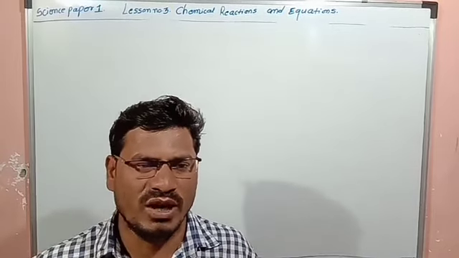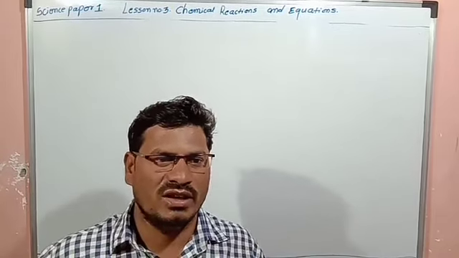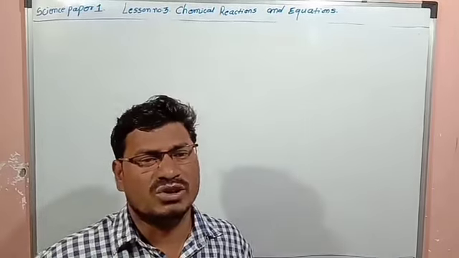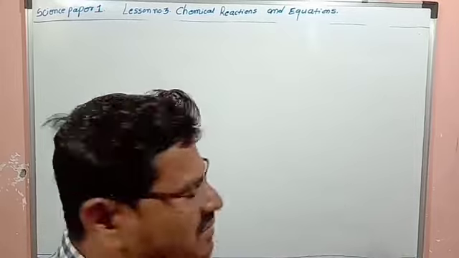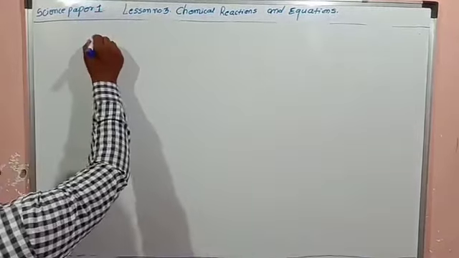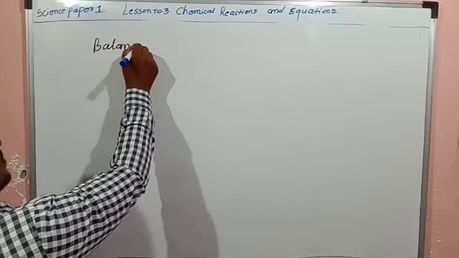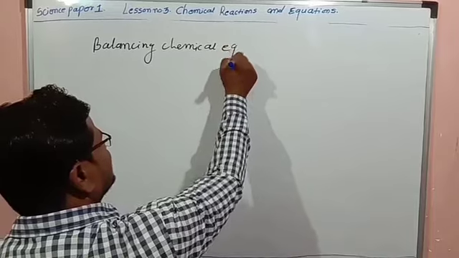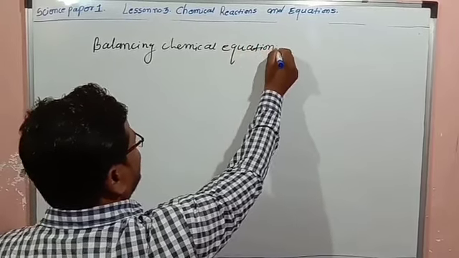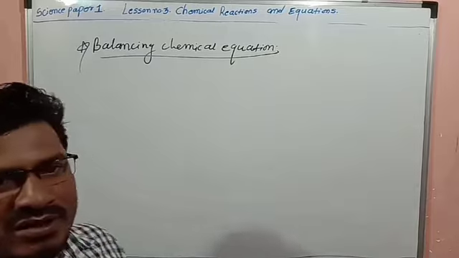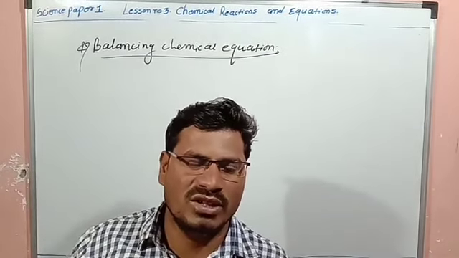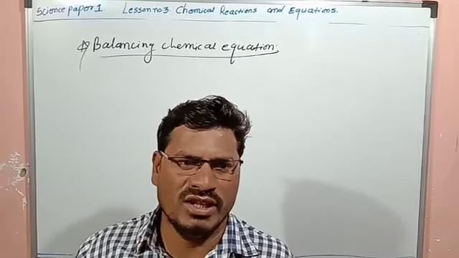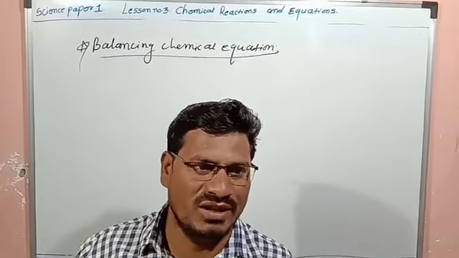What are the ways to balance the chemical equation, and in that different steps to balance the chemical equation we are going to study. So in that, first thing is there balancing chemical equation. So in that balancing chemical equation, how to balance that chemical equation? In that chemical equation, first thing is there you have to decide whether this equation is balanced or unbalanced.